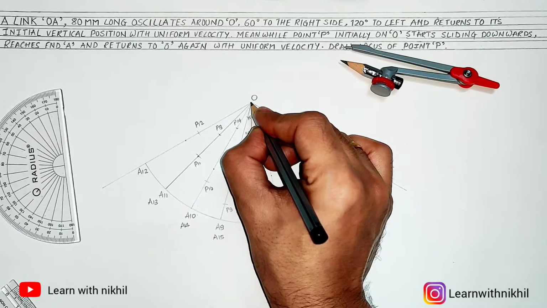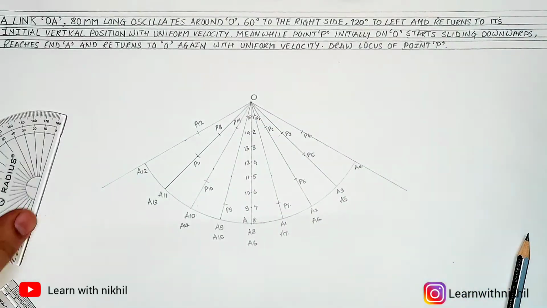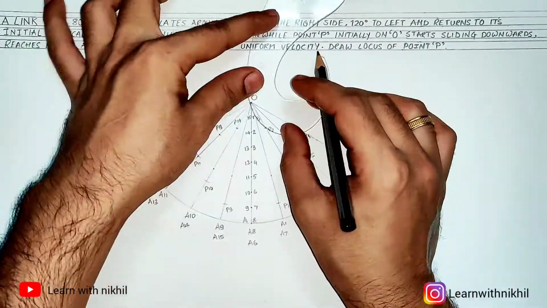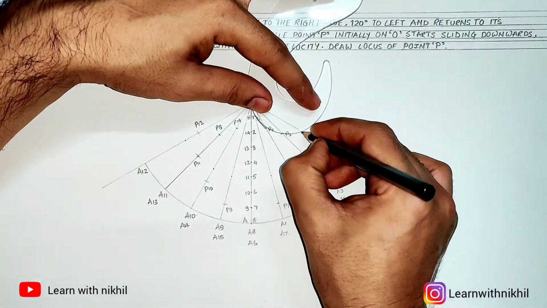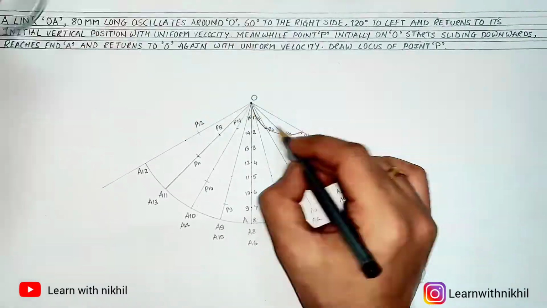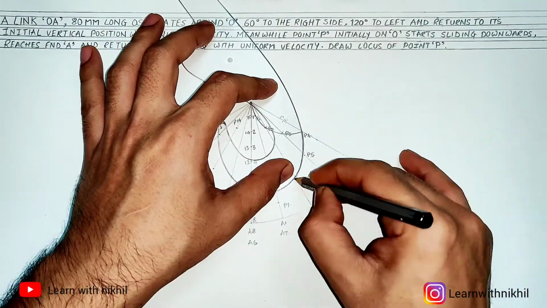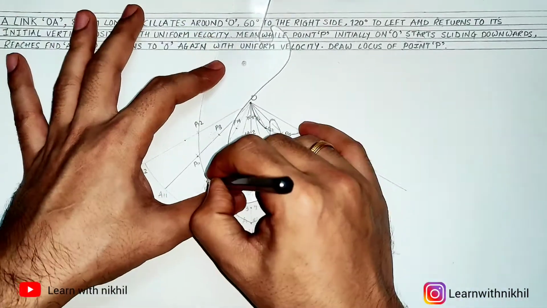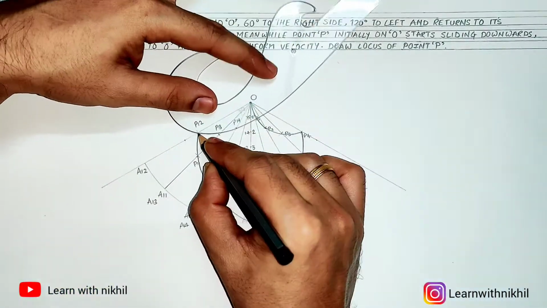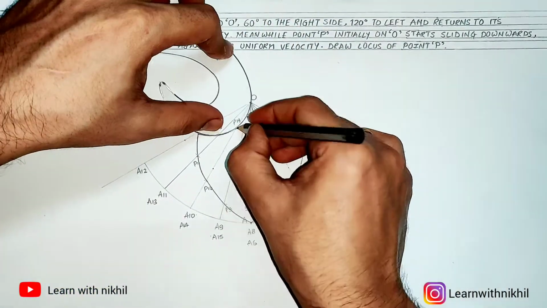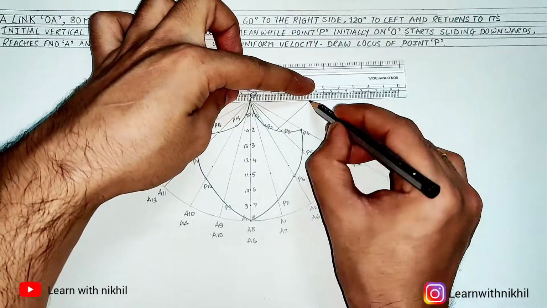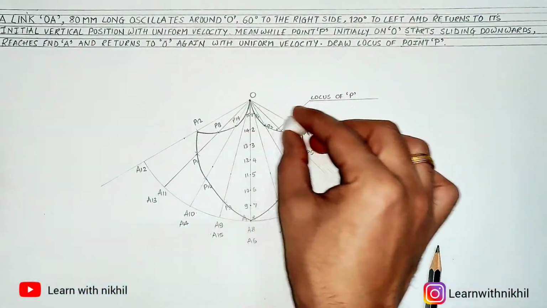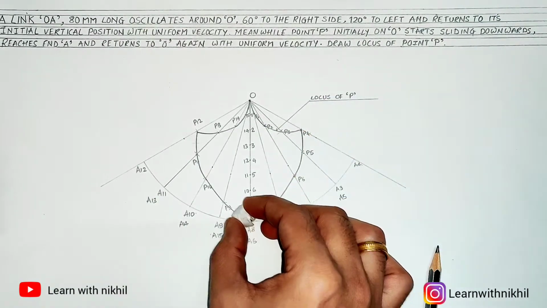And it comes back. Now joining all these points using French curve. Now you know how to use the French curve. You have to align 3 or more than 3 points. So the curve which is traced is the locus of point P. So this is the path traced by the point P.